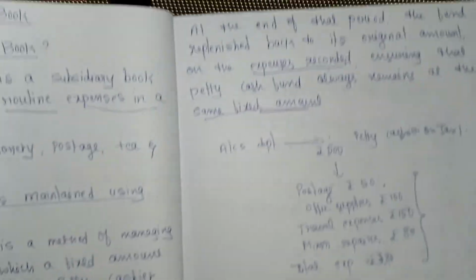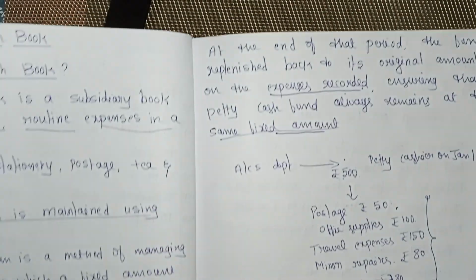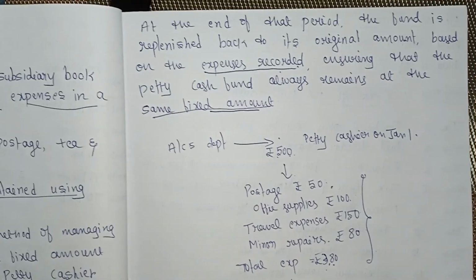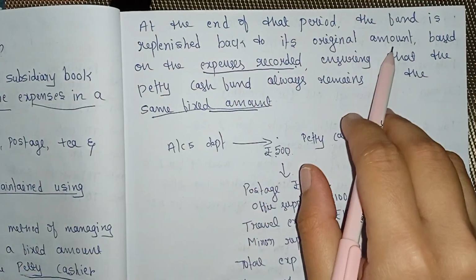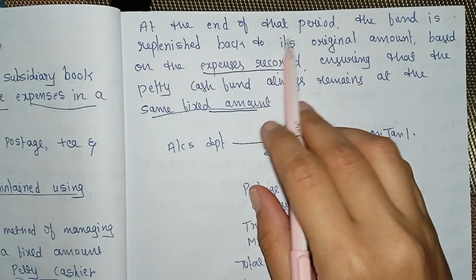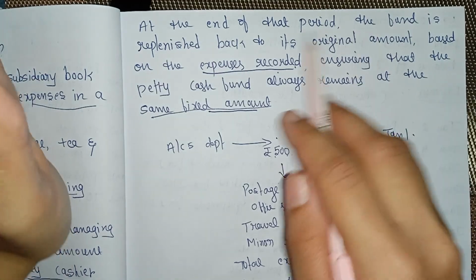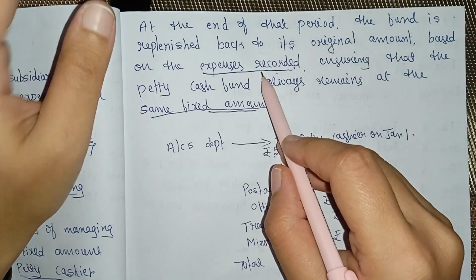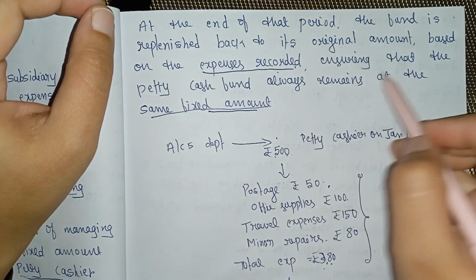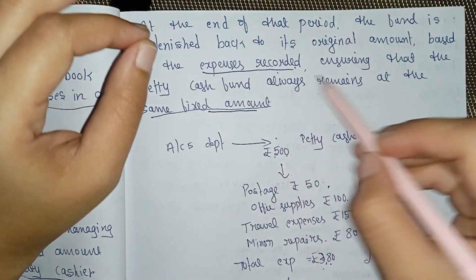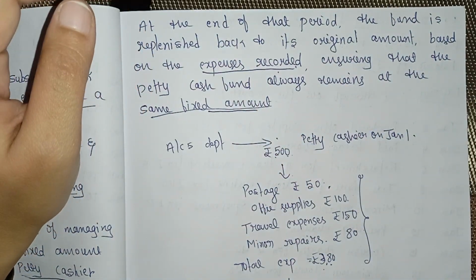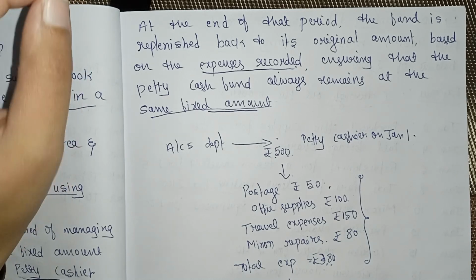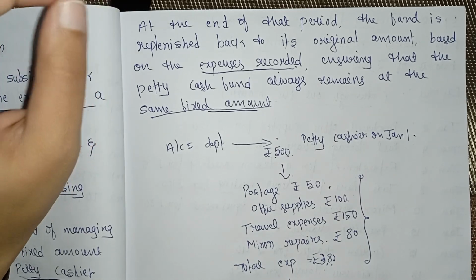After that, what happens? At the end of that period, the fund is replenished back to its original amount, based on the expenses recorded, ensuring that the petty cash fund always remains at the same fixed amount.